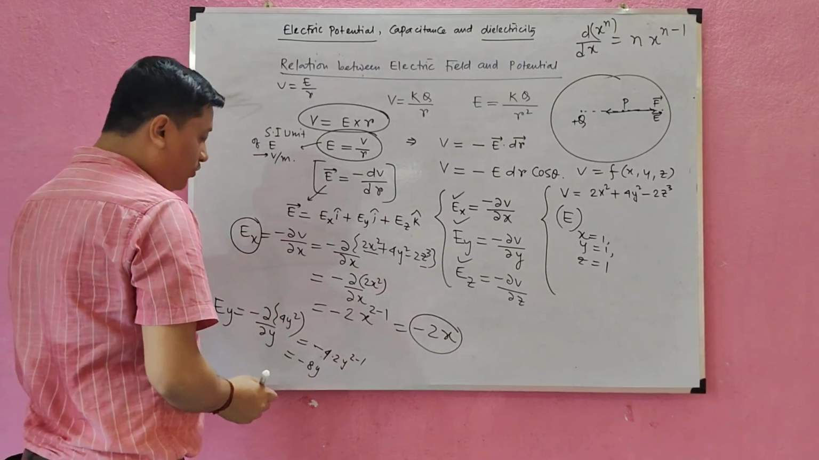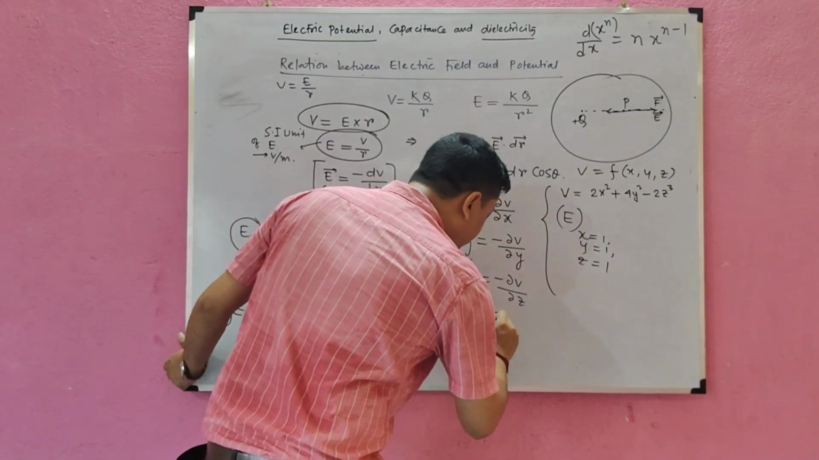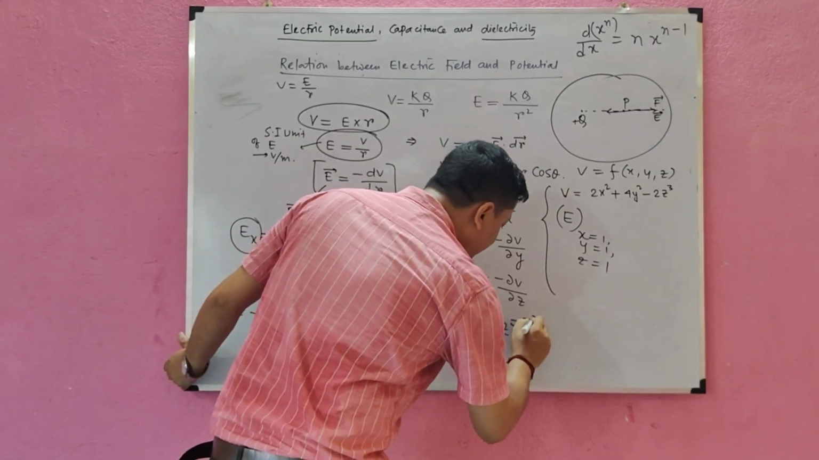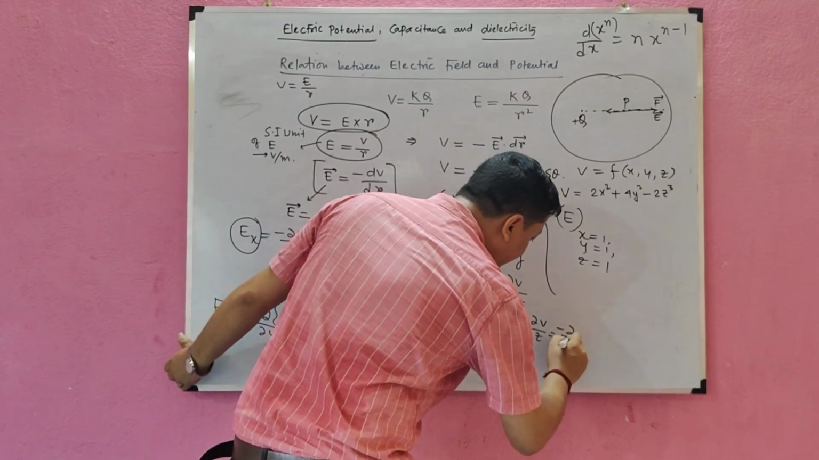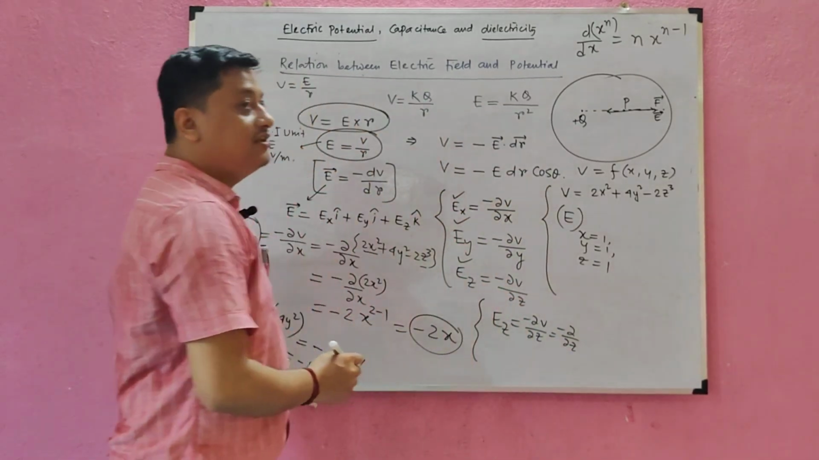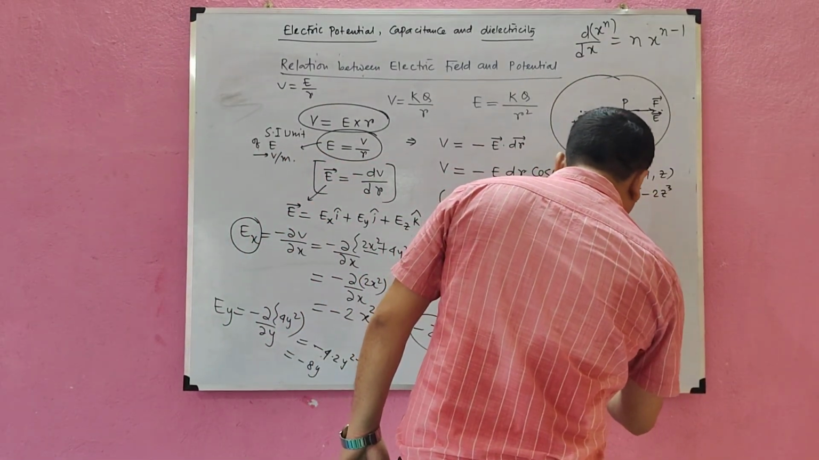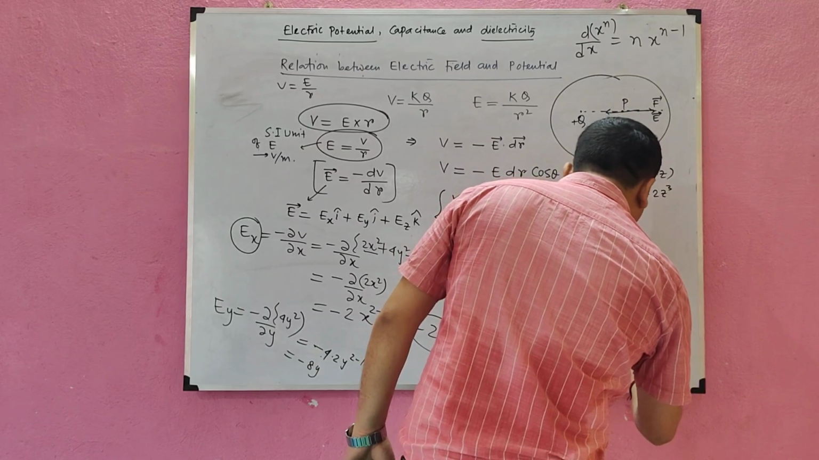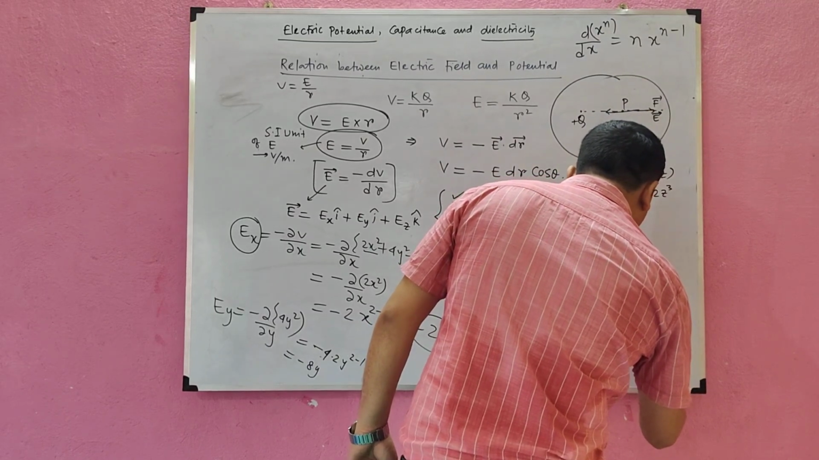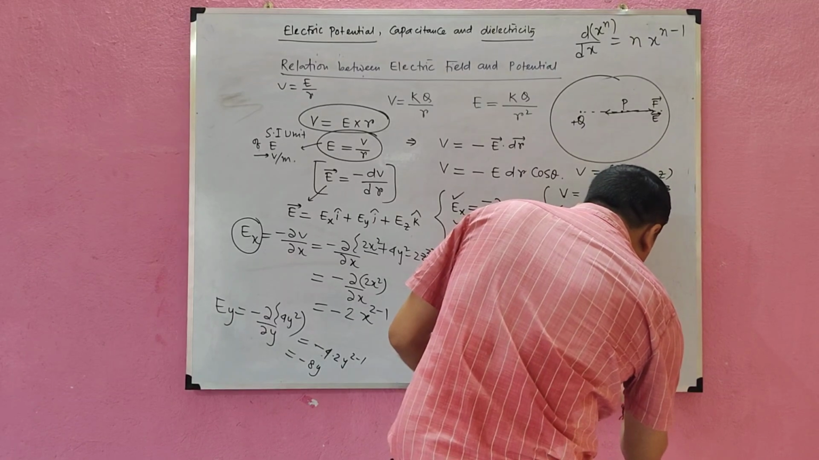Minus 8 into y. In such a way, we can find out Ez also. Minus del V upon del z. That is minus of del by del z of, what is the function of z here? Minus 2z cube. That is minus minus plus 2 into 3 into z to the power 3 minus 1. That is 6z square.